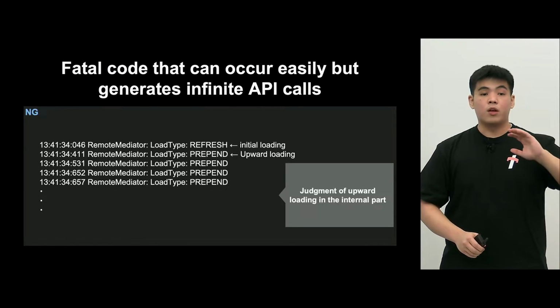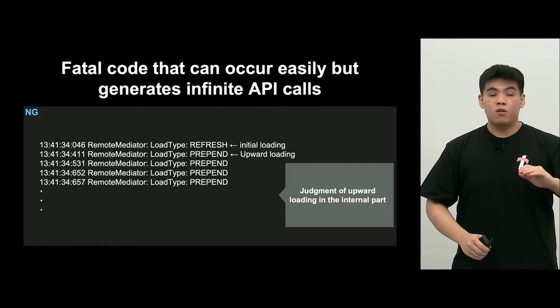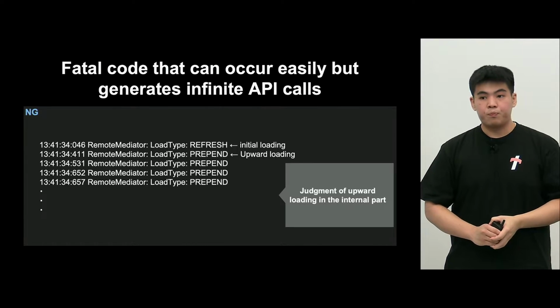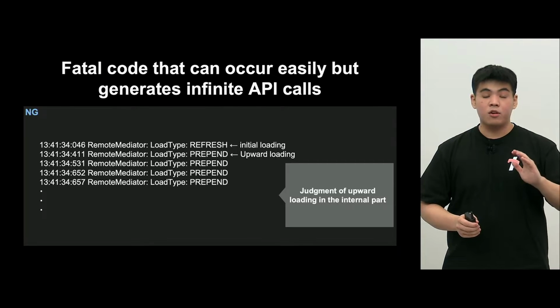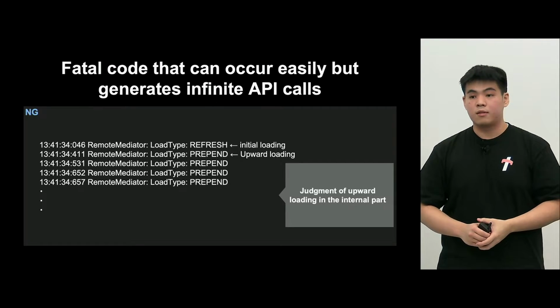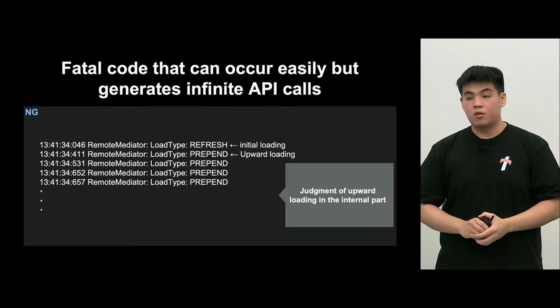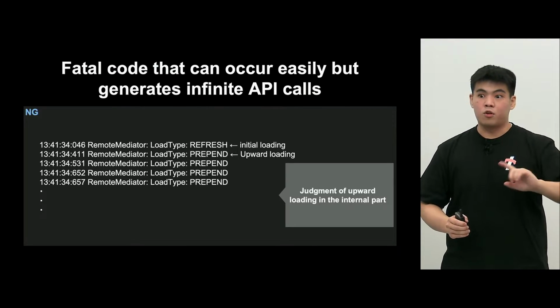In addition, the judgment of the initial state without scrolling is a judgment of upper end, and we can find that out from the log. So already it recognizes that it is making an upward call. So this is unlike the code where endless API calls did not exist.